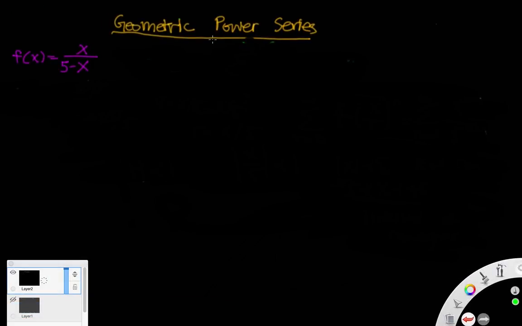Hey everyone, so today we're going to be looking at the geometric power series, and I've got an example for you, f of x equals x over 5 minus x. But before we get to that example, we're going to talk about the actual geometric power series problems.